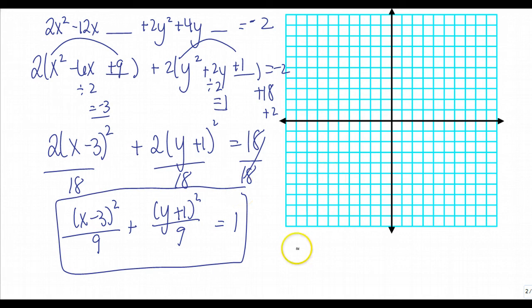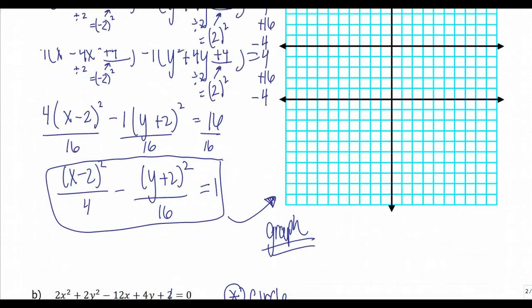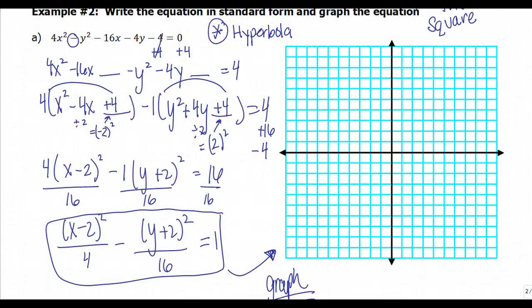And I guess I can graph this one with you. So center is at 3, negative 1. Radius is 3, so 3, negative 1. I'm going to go up 3, to the right 3, down 3, to the left 3. So I know I have the best picture I could possibly have of my circle, or at least the best attempt. So again, on your own, graph number 2A.